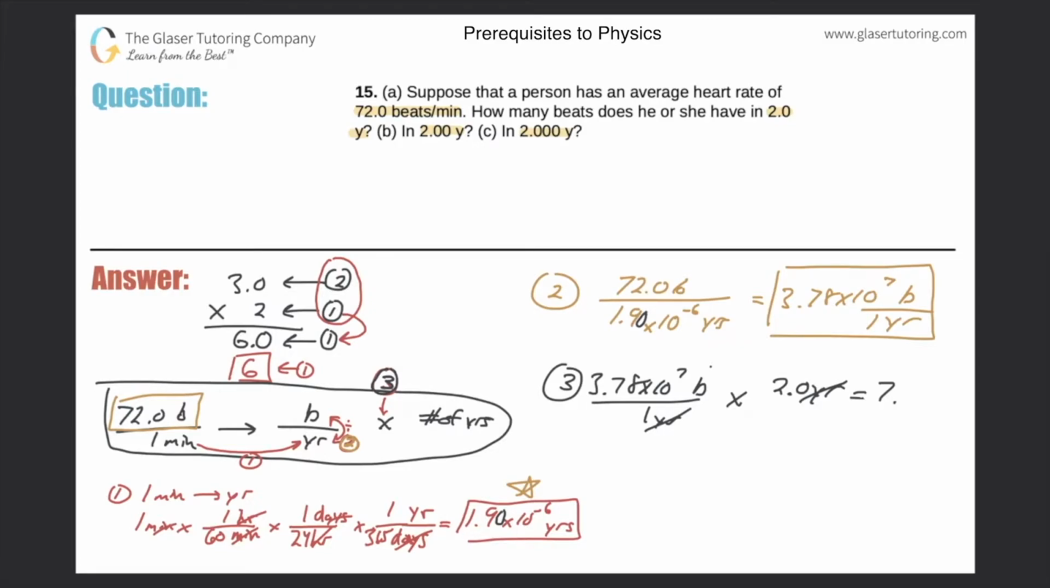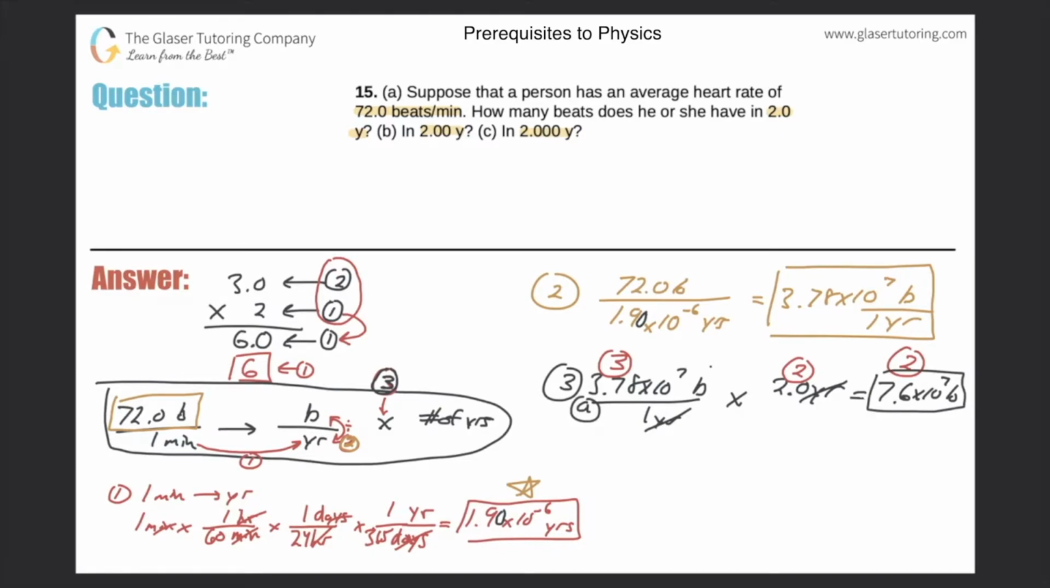7.56864, all that. But remember, your answer cannot have more than 2 significant figures. Why? Because this number in the front had 3 significant figures, and this second number has 2. Therefore, your answer can only have 2 significant figures. So I have to do a little rounding, so it should be 7.6 times 10 to the same exponent, 7 beats. That would be the answer to part A. That's the final answer.